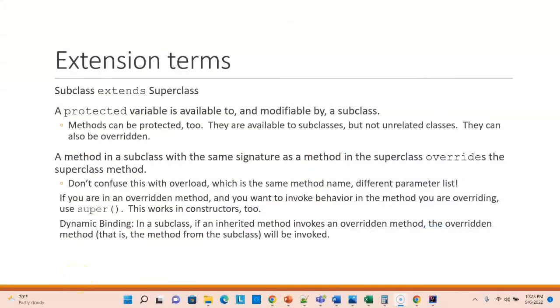Now, let's say you are in an overridden method and you want to call a superclass method. Well, then you can use the keyword super, open and close paren, pass in the arguments you want, and that will call that superclass method. This also works in constructors.